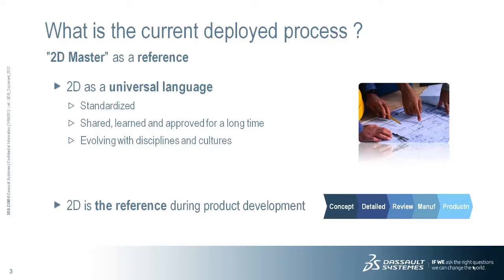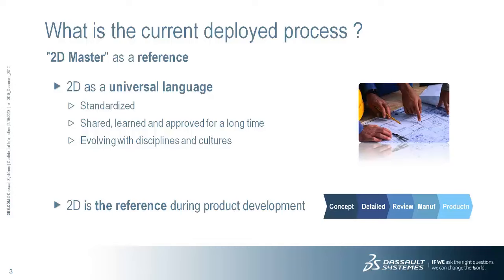So first, let's think about the current process. The process that is really deployed across most organizations. Globally, 2D is still the master, meaning 2D is the reference against which the definition is checked. Why is that? Well, because today 2D is still the language people are using. It's standardized, people are familiar and comfortable with it, and indeed the language has evolved with the disciplines and cultures of the organization.